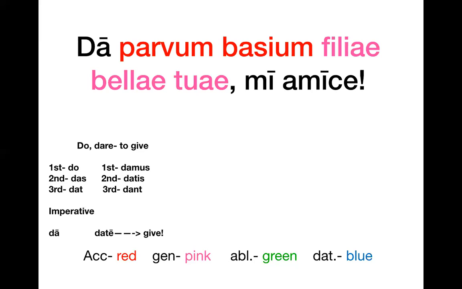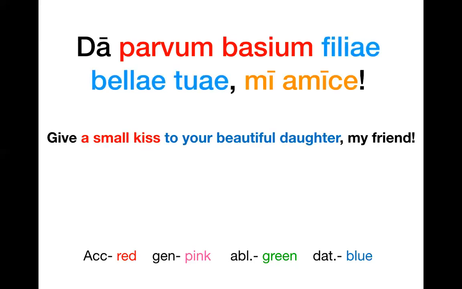So put it all together: da parvum basium. Anyone who wants to put it all together? Give a small kiss. Nathan? And not just to your daughter, but to your... close. Huh? Beautiful daughter. And this is just my friend. Okay? I got it almost right. You got it all right? Nice. Good job.